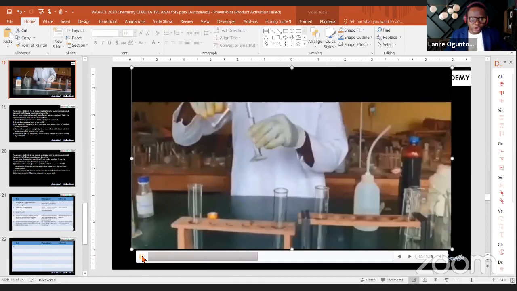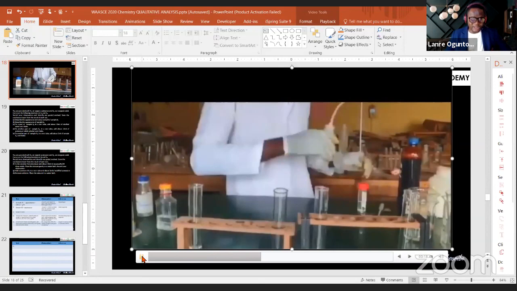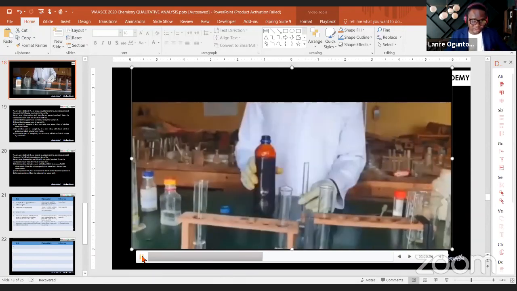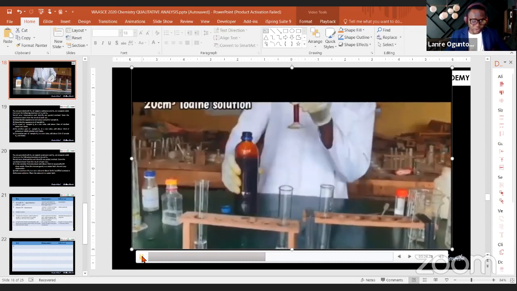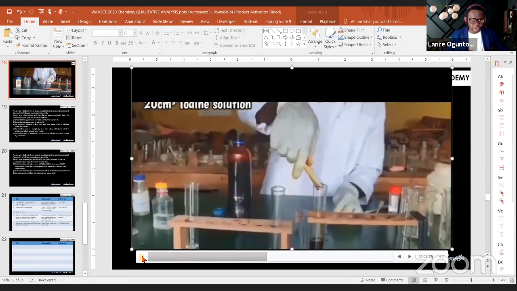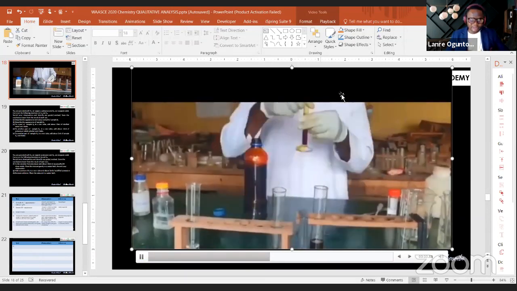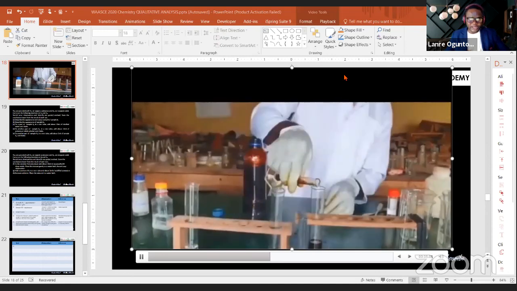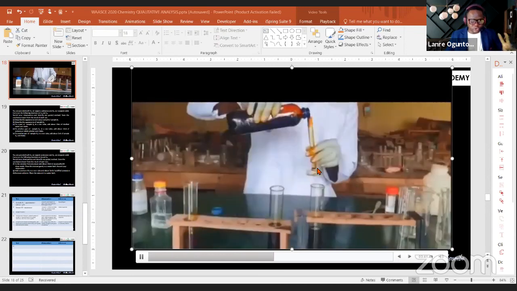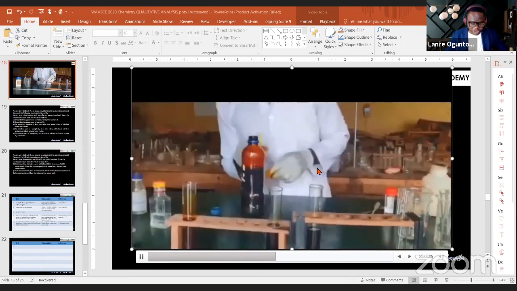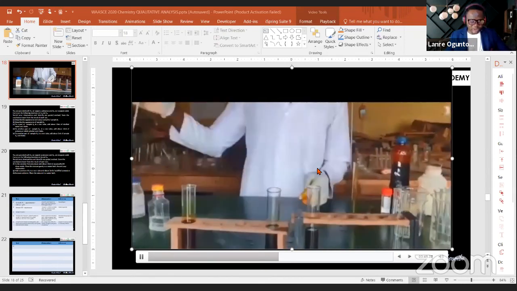So your iodoform test, that's like a methanol. Methanol cannot give iodoform test, okay? So now you want to add iodine solution to each of these, to your propan-2-ol and to your methanol. So it's very important that you are able to observe your color change. So the two important color changes here will be your oxidation and iodoform test.